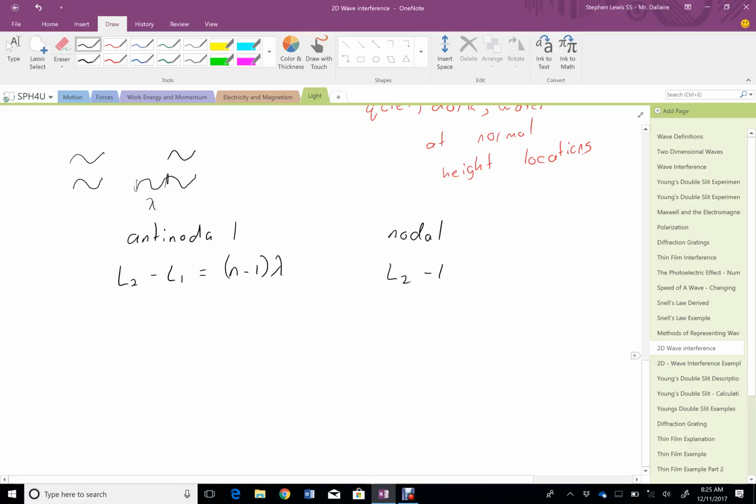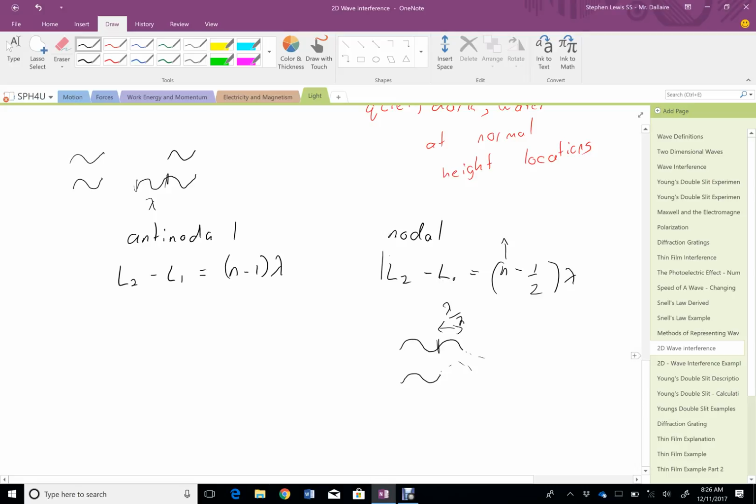Alternatively, these nodal points would occur anywhere where the waves are half a step out of phase. So something like this, where we continue on down and we continue up, and we see that this half wavelength is the key to making that out of step happen, and we can add in integer wavelengths because they are regularly repeating units.